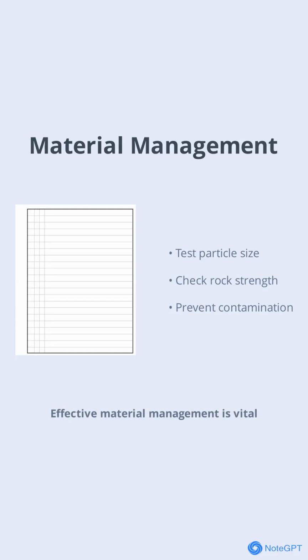Effective material management is vital for successful rock fill construction. This involves not only selecting the right rocks but also conducting tests to ensure they meet the required standards. Particle size distribution and strength tests should be performed regularly. By maintaining strict control over the materials used, you can prevent issues such as weak spots or contamination, ensuring a high-quality finished structure.